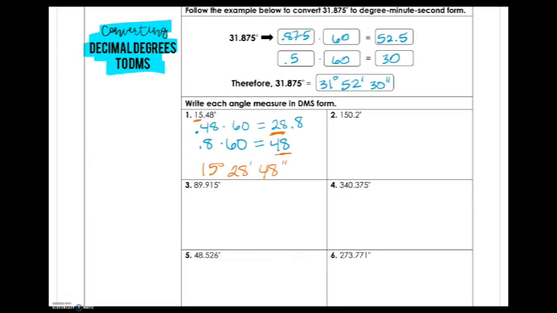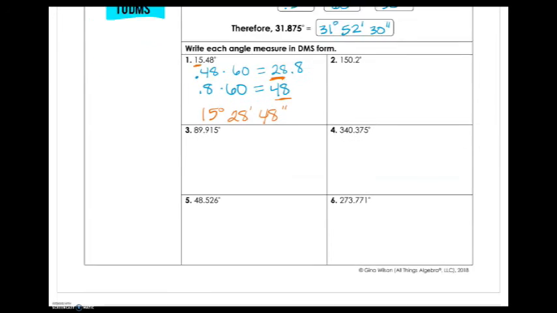Okay? So do that on all of these problems. If you calculate the minutes, you do times 60 and you get a whole number, that just means there aren't any seconds, and that's okay. So you could just write how many degrees and minutes and then you're done. If there aren't any seconds, it's no problem.